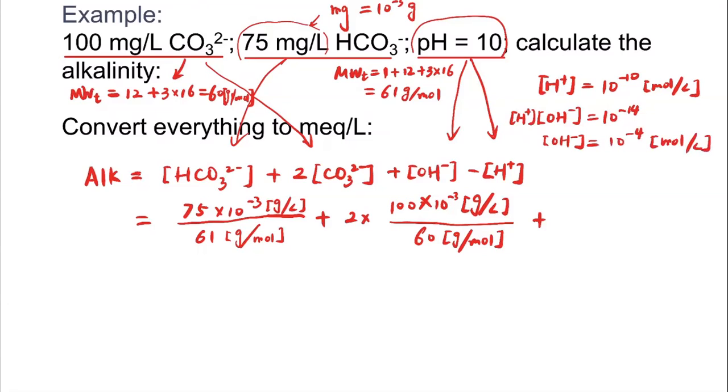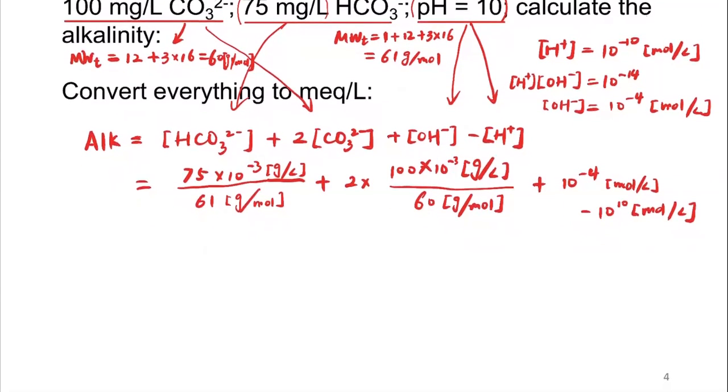Okay. So then we can plug in these concentrations. We're going to plus the OH ion concentration, which is 10 to the negative 4 mole per liter, and then minus 10 to the negative 10 mole per liter.